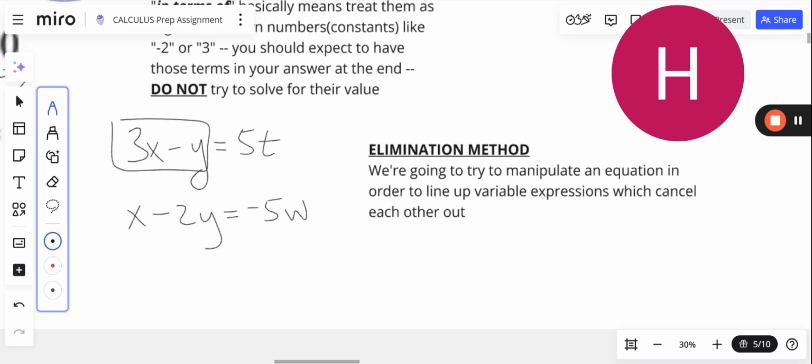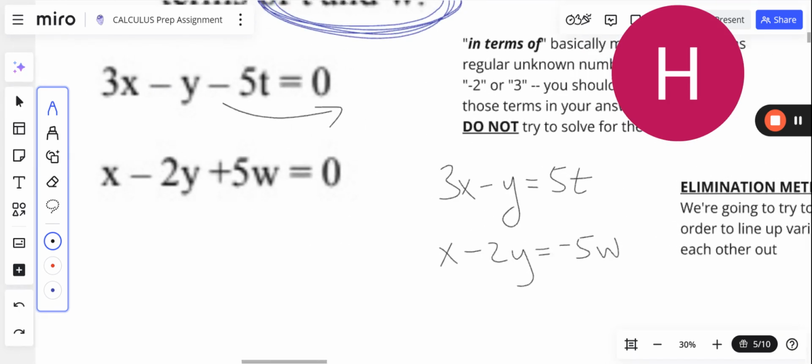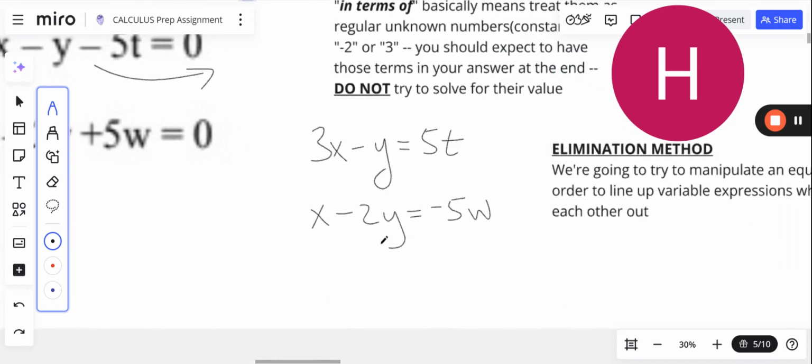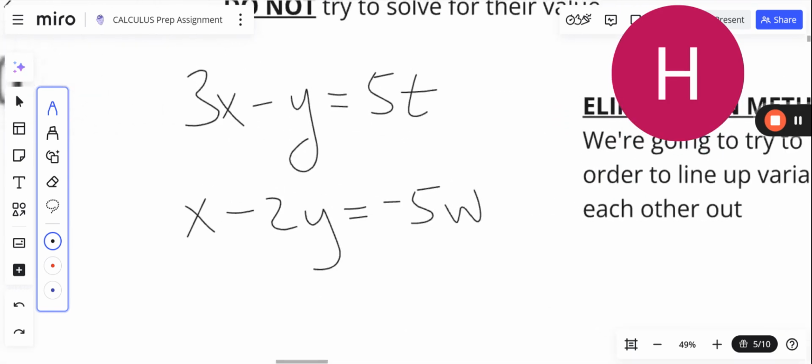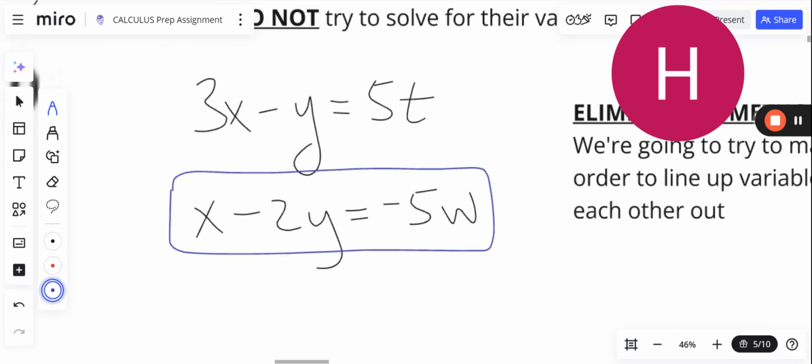So if this is like 100 and this is 100, I can add those to either side here. But we want to add them together once they're in a position to cancel each other out. So what I want is like the x's to cancel each other out, or maybe the y's to cancel each other out. So in this case, I see that I can multiply this equation by anything, and it will multiply the x by something. So I could multiply the bottom equation by -3, and I would have -3x, which can cancel with the 3x, you understand?